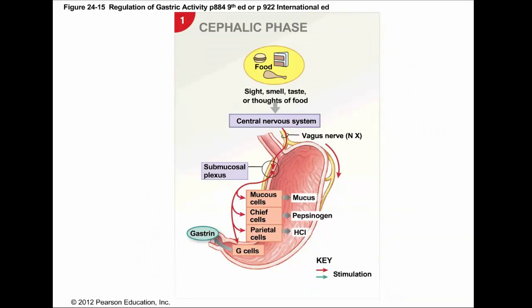In the stomach, the cephalic phase is also involved in the secretion of enzymes from the mucosal cells, the chief cells, and the parietal cells. And also we've got the G cells. So parietal cells secrete hydrochloric acid, the chief cells secrete pepsinogen, and the mucous cells have to keep secreting mucus to keep coating the mucosa and protecting it from the hydrochloric acid.